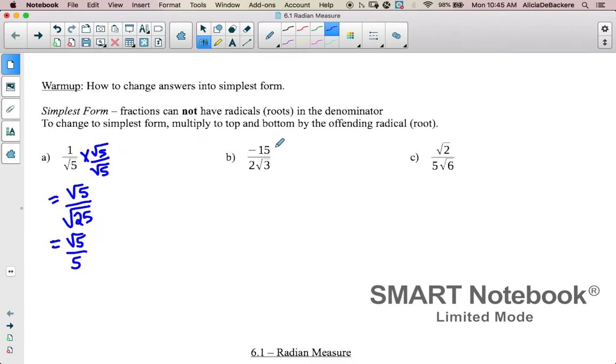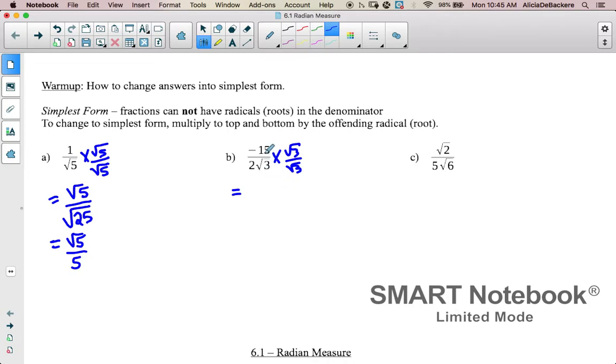In part B, I've got negative 15 over 2 root 3. When I try to simplify this, the only part that we don't like in simplest form is the square root of 3. So that's all I'm going to multiply by, just root 3 over root 3. I apologize for my handwriting, I'm getting used to a new tablet attachment. I'm not multiplying by the 2. I'm leaving that there. It doesn't bother me, so I don't need to worry about it.